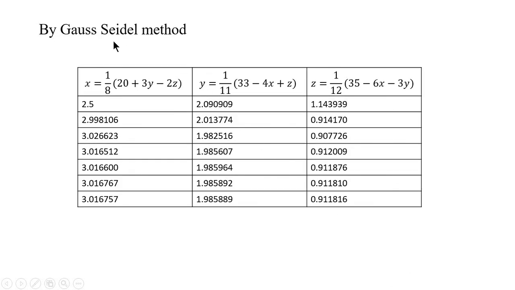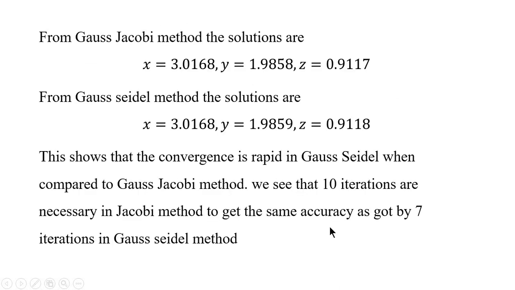But if you are using Gauss-Seidel iteration method, we get the same value of x, y, z but with minimum number of iterations. So we can conclude that the convergence of Gauss-Seidel iteration appears to be rapid. That is, it converges faster as compared to the Gauss-Jacobi method. The Jacobi method is taking 10 iterations, but in Gauss-Seidel we got the answer by 7 iterations.